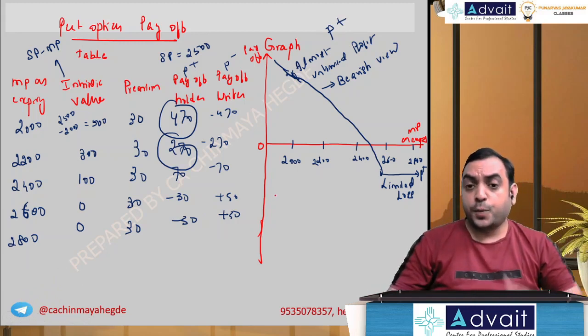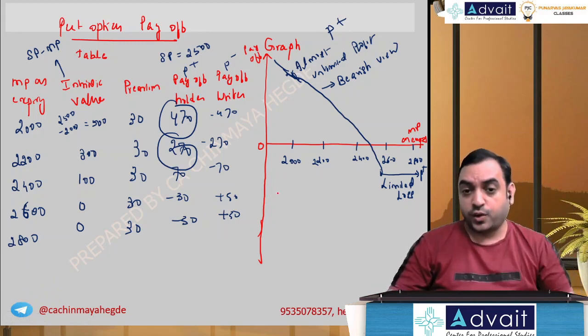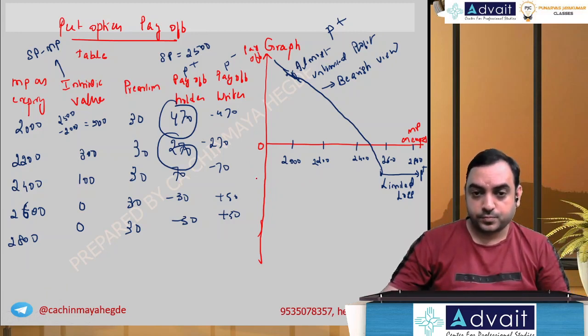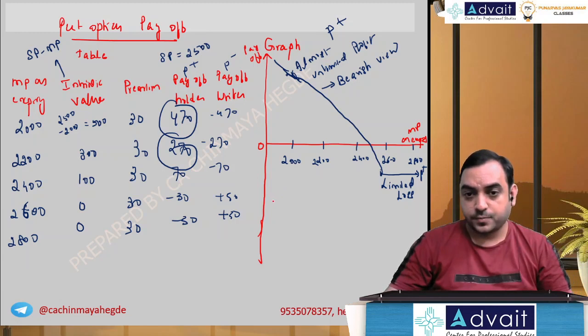Whereas for the put option writer, initially you make loss, and as the market price increases, you make profit, or you will have less and less loss. So just a reverse. So his payoff will go like this. Try to draw a straight line.